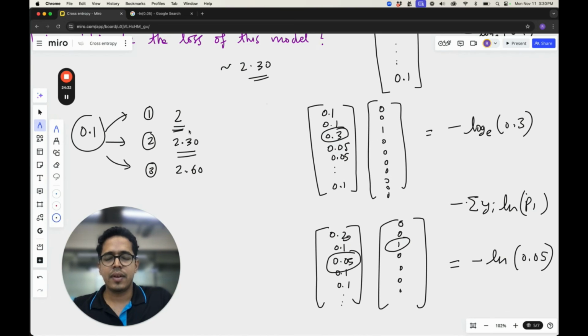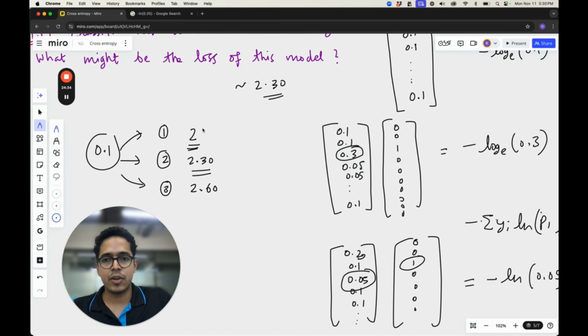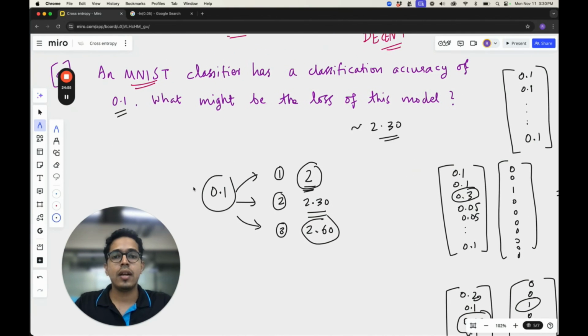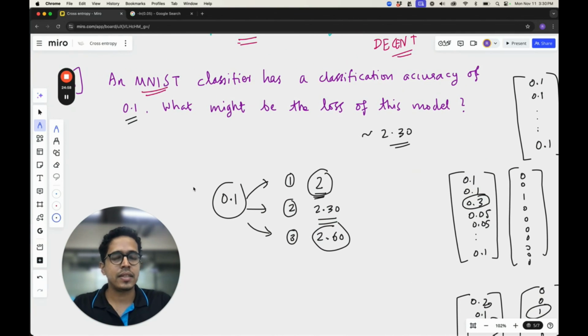So if the loss is less than 2.3, it means the model is making slightly more confident correct predictions. And if the loss is greater than 2.3, it means the model is making even more wrong predictions, confidently. So this is what you can interpret by knowing the loss of a model and what kind of classification it is trying to make.